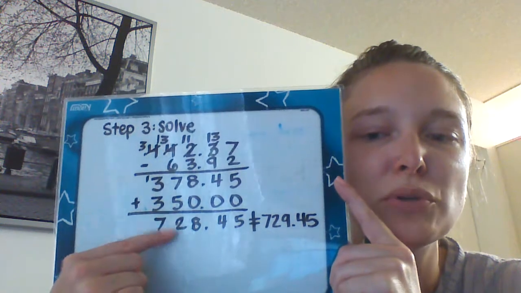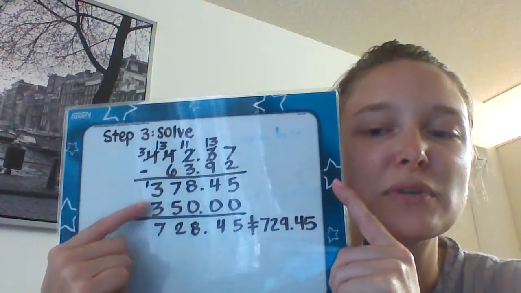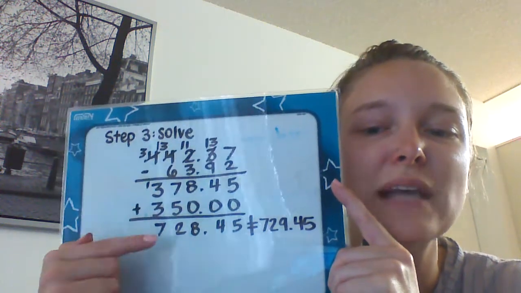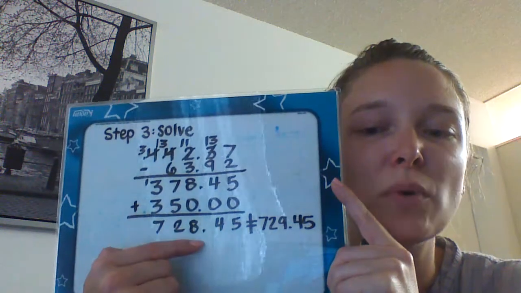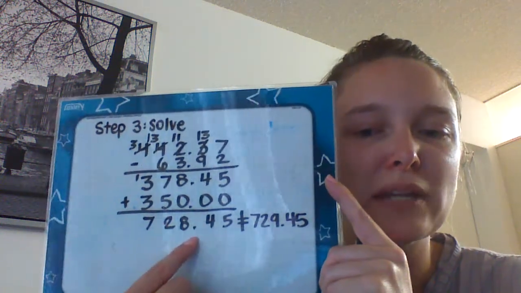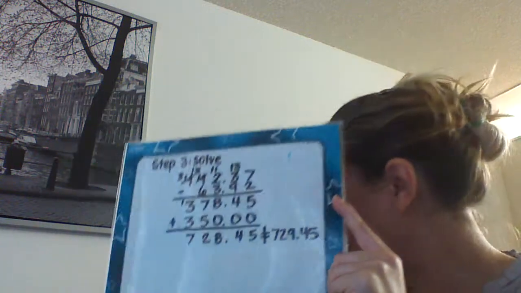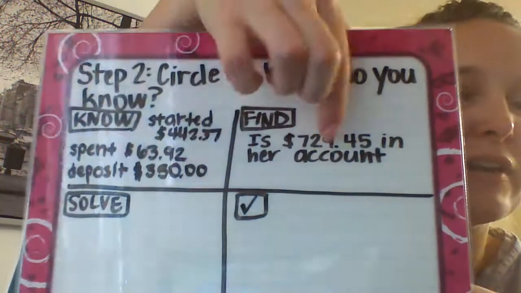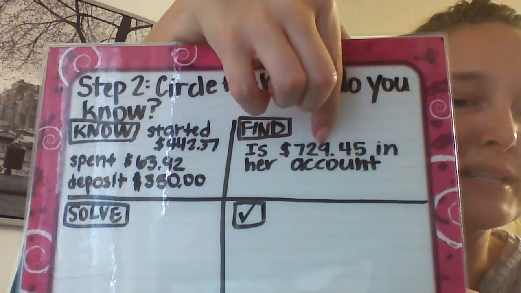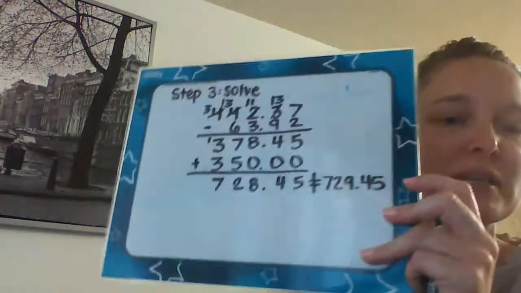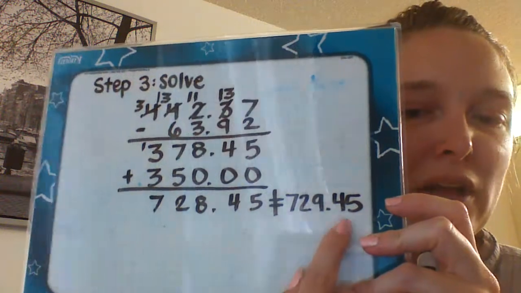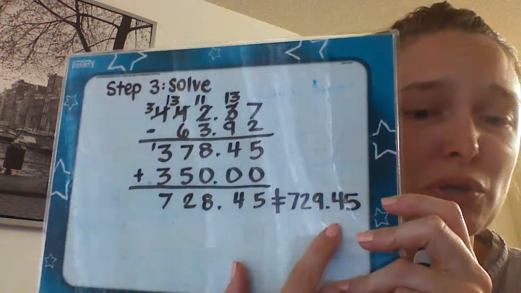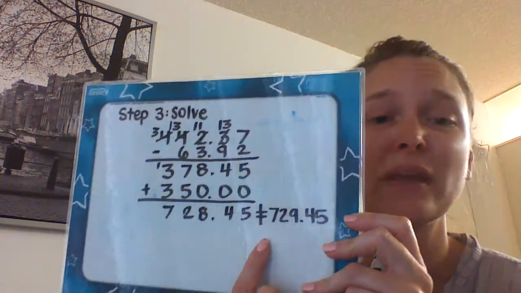5 plus 0 is 5, 4 plus 0 is 4, 8 plus 0 is 8, 7 plus 5 is 12, 2, carry the 1, 3 plus 3 is 6, plus 1 more, 7, bring down the decimal. I have $728.45. But if you look at our chart, we were trying to find if it was $729.45. Those two are not equal.